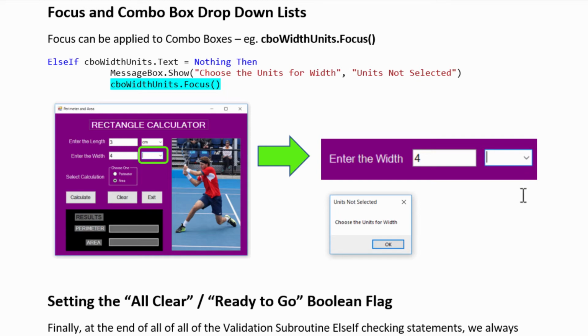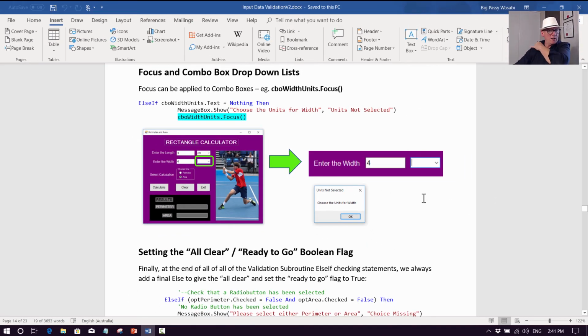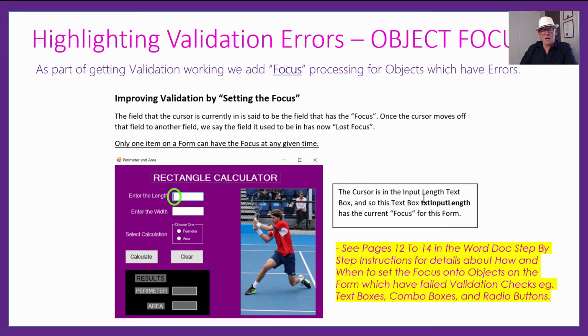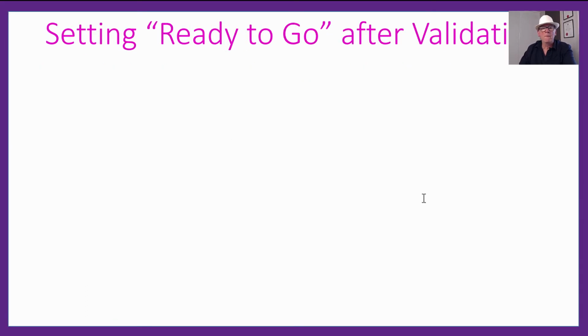All right, so that's a bit more detail on focusing. It's great to use for text boxes. Don't use it for radio buttons. And it's great to use for a combo box if they haven't picked anything off the pick and click list in the combo box. So that was something we wanted to clear up with this lesson, which didn't come across clearly in the previous rectangle perimeter lesson. All right, so that's all done.